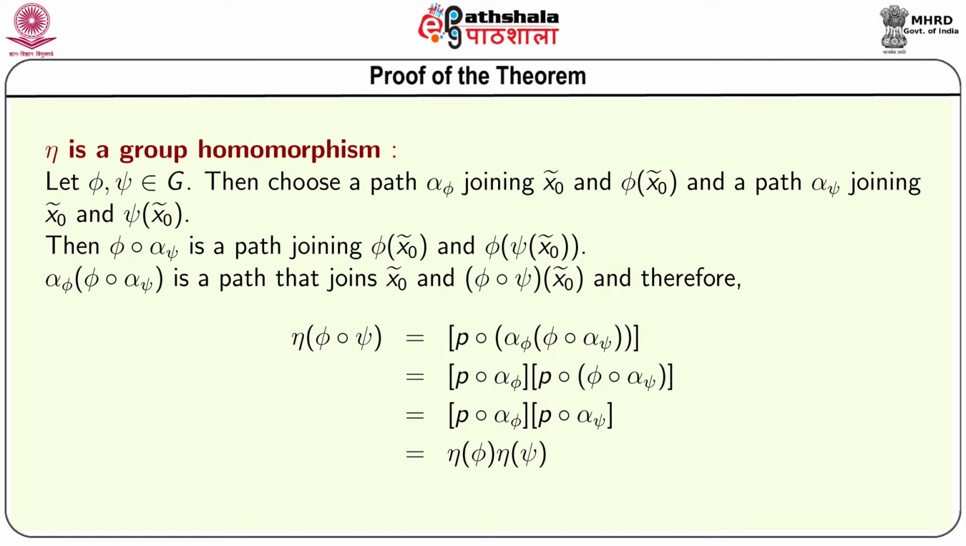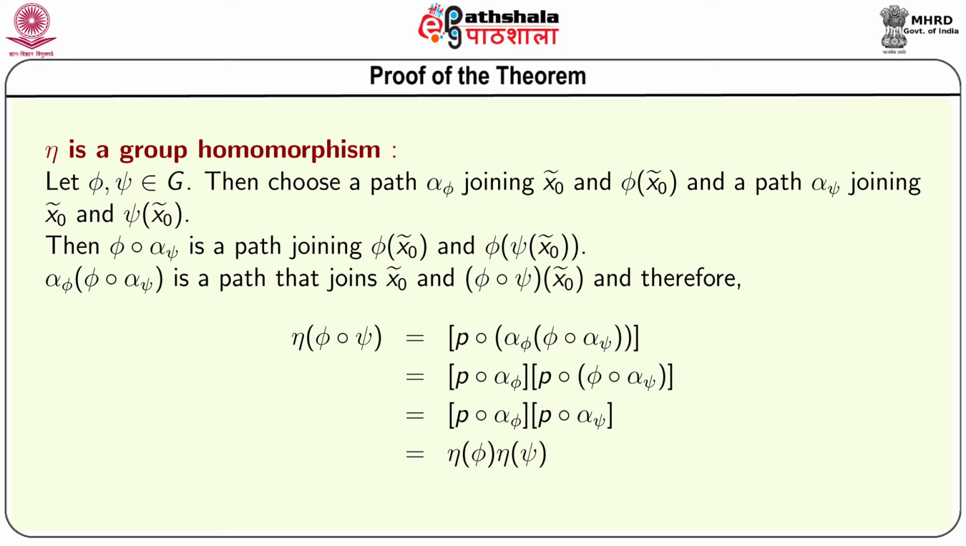Then we choose a path alpha phi that joins x0 tilde and phi x0 tilde, and a path alpha psi which joins x0 tilde and psi x0 tilde. Then phi composed alpha psi is a path joining phi x0 tilde and phi of psi x0 tilde, and alpha phi followed by phi composed alpha psi is a path that joins x0 tilde and phi composed psi of x0 tilde.